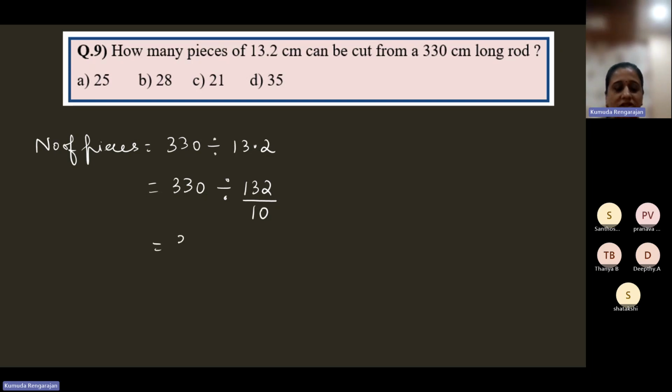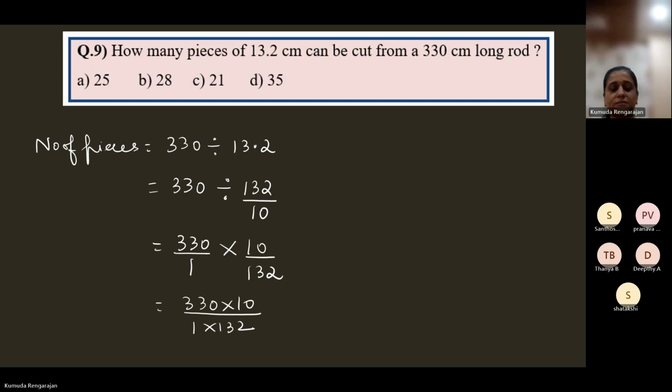Now, 330 means 330 by 1. If you want, you can write a 1. Division becomes multiplication and write the reciprocal of the second fraction, 10 by 132. Now, multiply the numerators, 330 into 10, by multiply the denominators.